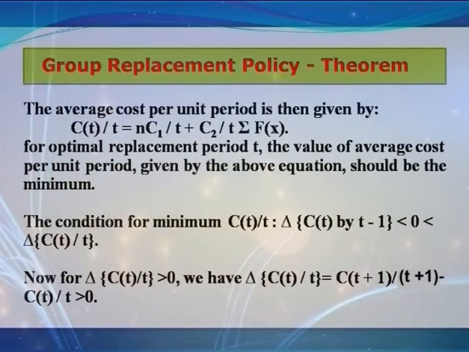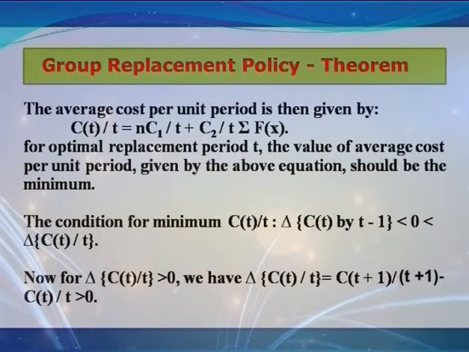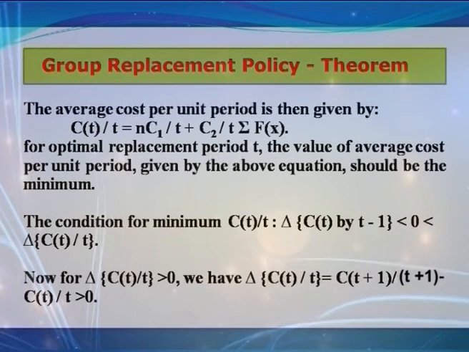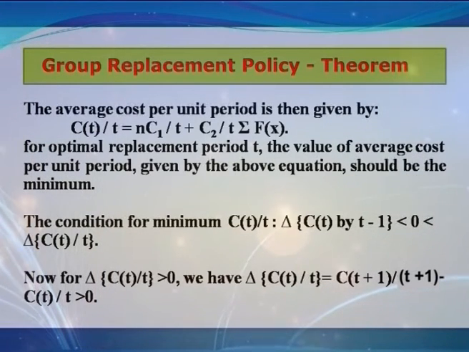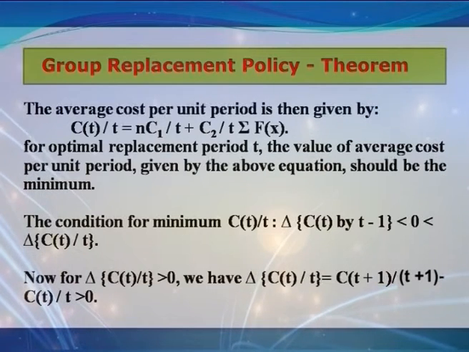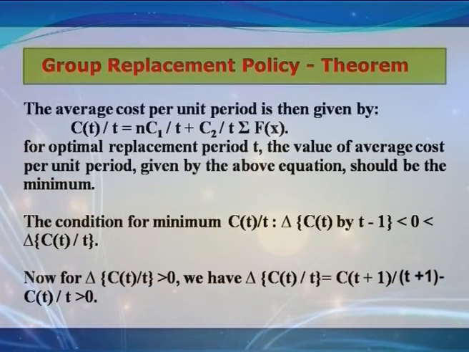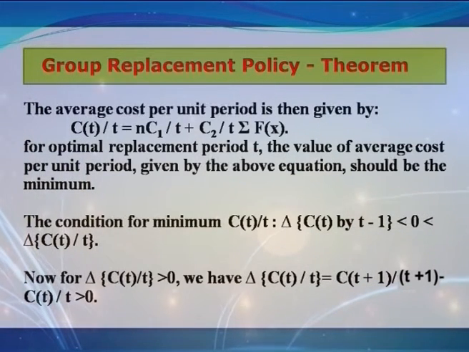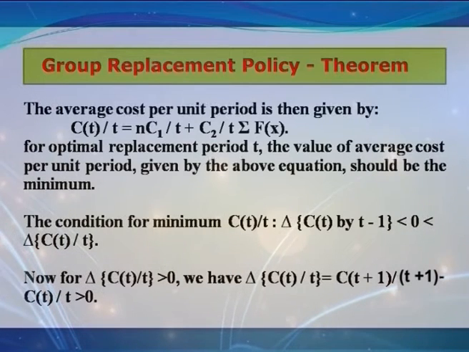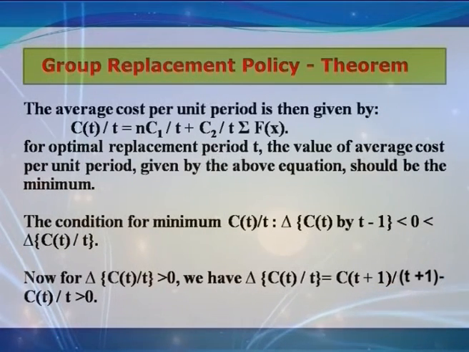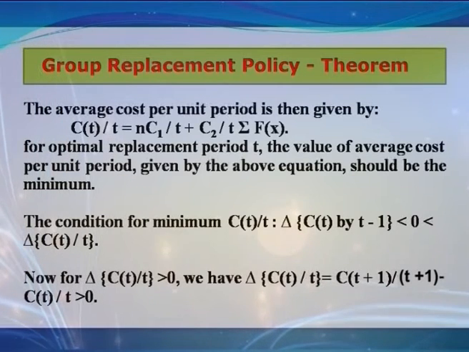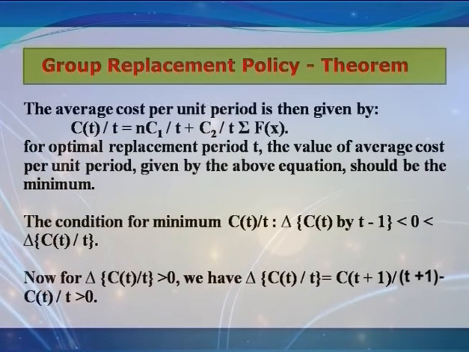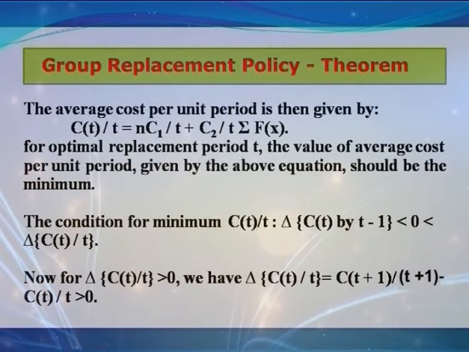The average cost per unit period is then given by C(T)/T = (nC1)/T + (C2/T) Σ f(x). For optimal replacement period T, the value of average cost per unit period given by the above equation should be the minimum. The condition for minimum C(T)/T is ΔC(T)/(T−1) < 0 < ΔC(T)/T.